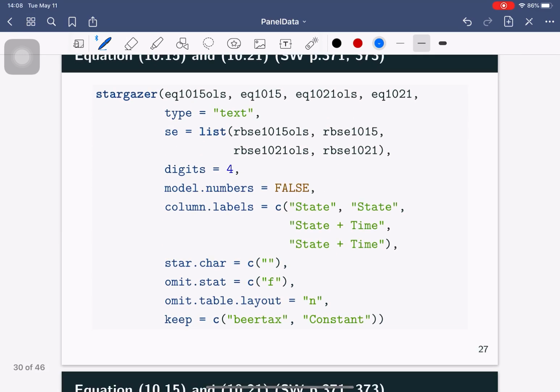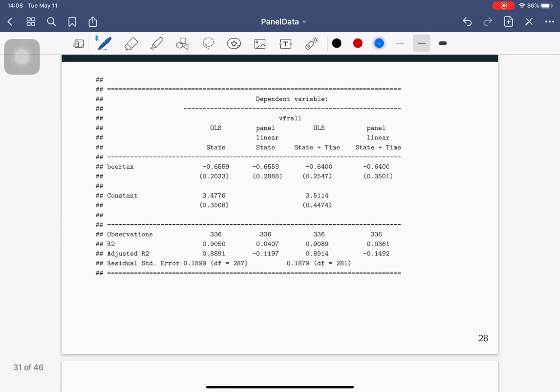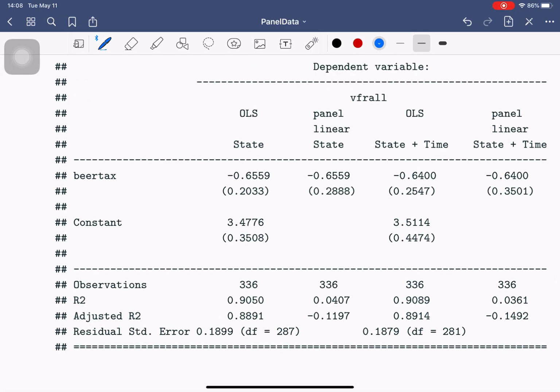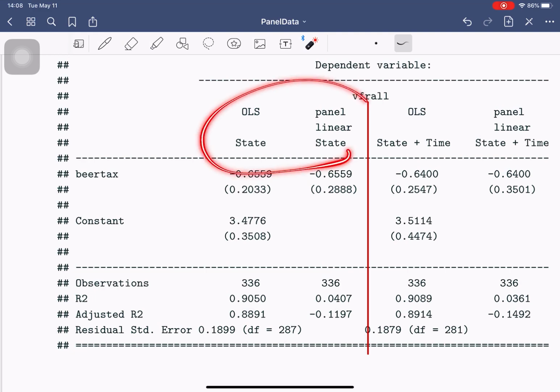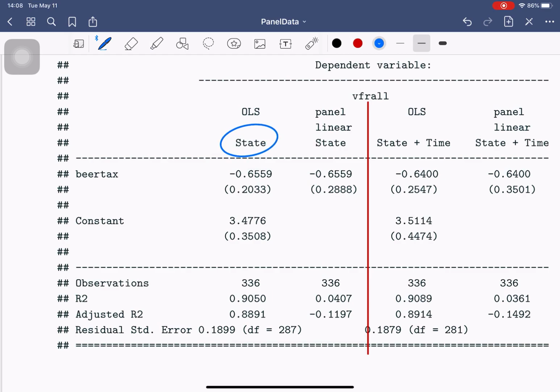Okay, so how about we see the result? At first we focus on the first two columns here. For column 1, we use the state fixed effect by the dummy, because I don't subtract the mean for the variables.